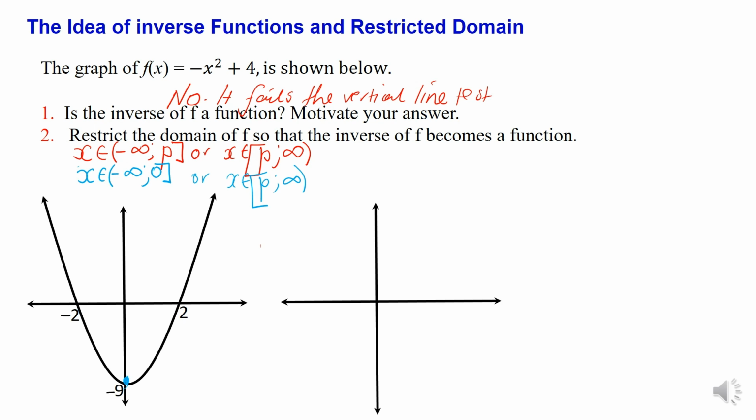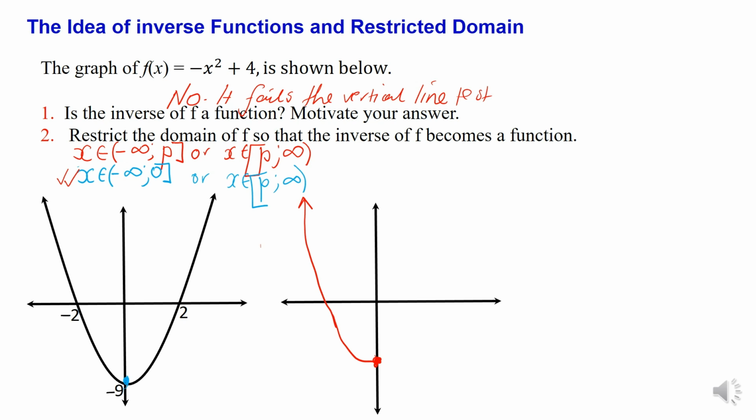Let's start with the first one. x is an element of negative infinity up to 0. It means my graph will start at 0, which is at (0, -9). Then go to the left side. So the curve is just going to be a piece of it from (0, -9) going to the left hand side. This will be my graph if the domain is restricted.